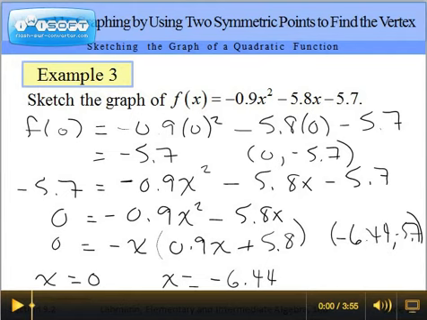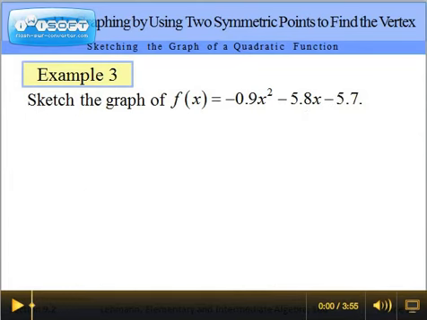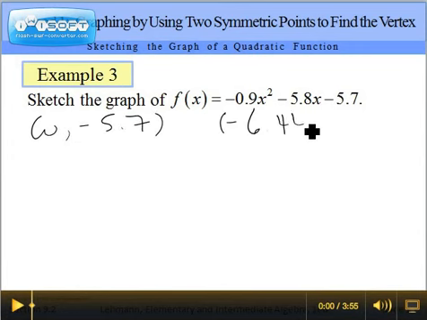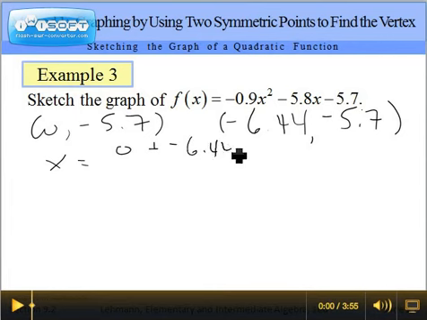So now that I have these 2 points, we find the approximate x-coordinate of the vertex by averaging the x-coordinates of the points that we just found. So the points that we just found are 0, negative 5.7 and negative 6.44, negative 5.7. So I'm going to take these 2 points and then average the x-coordinates. So the x-coordinate of my vertex will be 0 plus negative 6.44 over 2. So the x-coordinate of my vertex is going to equal negative 3.22.